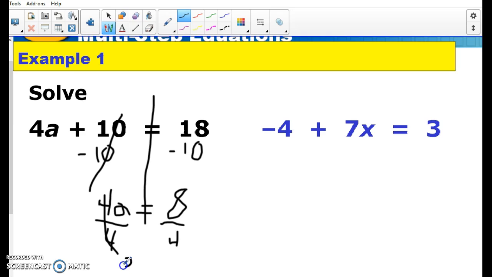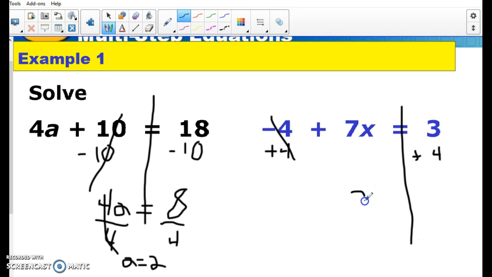And just like with the first section, I can always go back and double check my work to see if it makes sense. Okay, so 4 times 2 is 8. 8 plus 10 does equal 18, so I know that I'm right. Alright, here I have a minus 4, so I'm going to add 4 to each side. Draw my line for the equal sign. Add 4 to each side.